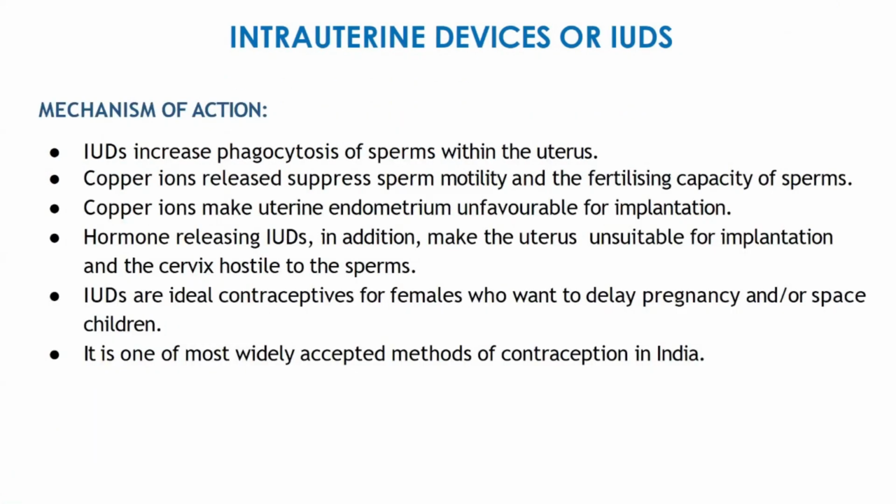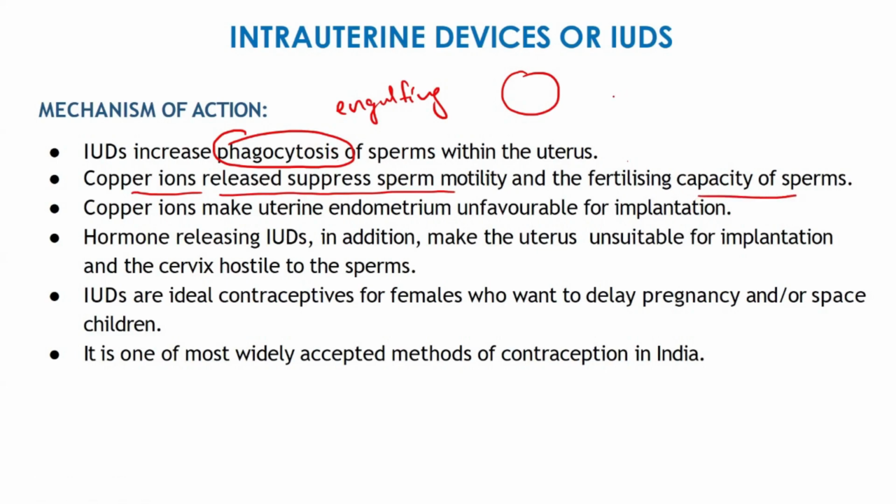So what is the mechanism? This works by phagocytosis. What is the word phagocytosis? It is engulfing. Cells will engulf and digest the sperms within the uterus. Also, copper ions are released that suppress sperm motility, and the fertilizing capacity of the sperms will decrease. So the first one is phagocytosis. The second one is that these copper devices decrease the sperm capacity to fertilize the ovum. These devices inserted into the endometrium also cause unfavorable conditions for implantation. That is the third one. So the first one is phagocytosis of sperm, making the sperm ineffective for fertilization.